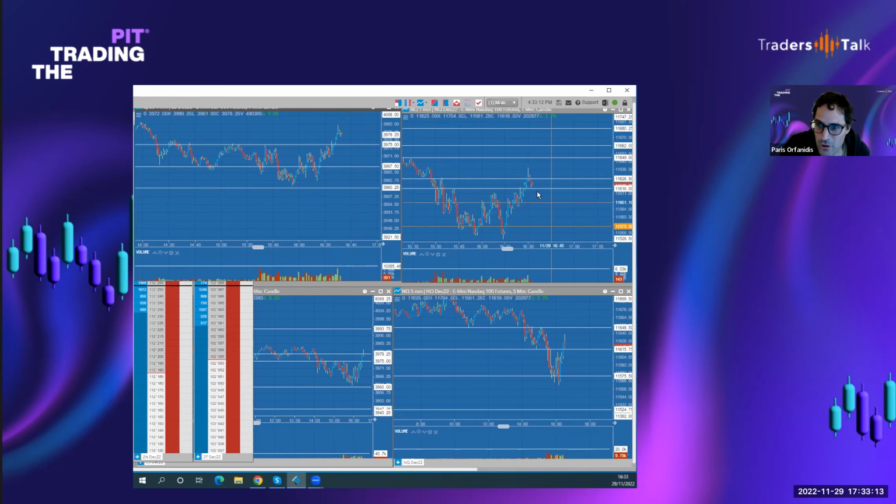I don't trust to go long 16s because I really think that the S&P has to go to 75. And if the S&P goes to 75, the Nasdaq might do some crazy stuff to the downside.